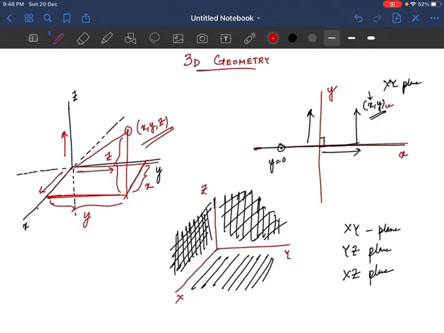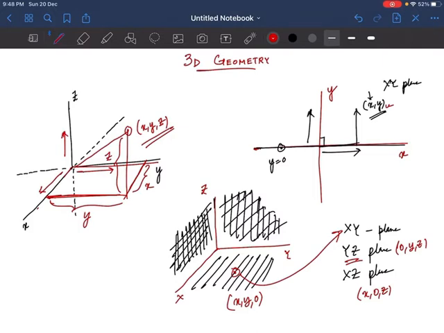Now if you take any point in the xy plane, the coordinate of that point will be x, y, 0. In the xy plane, z is always 0. In the zy plane, or yz plane, the coordinate will be what? 0, y, z. The x will be 0. In the xz plane, the coordinate will be x, 0, z. The value of y will be 0. So this is how we can find coordinates in different planes.